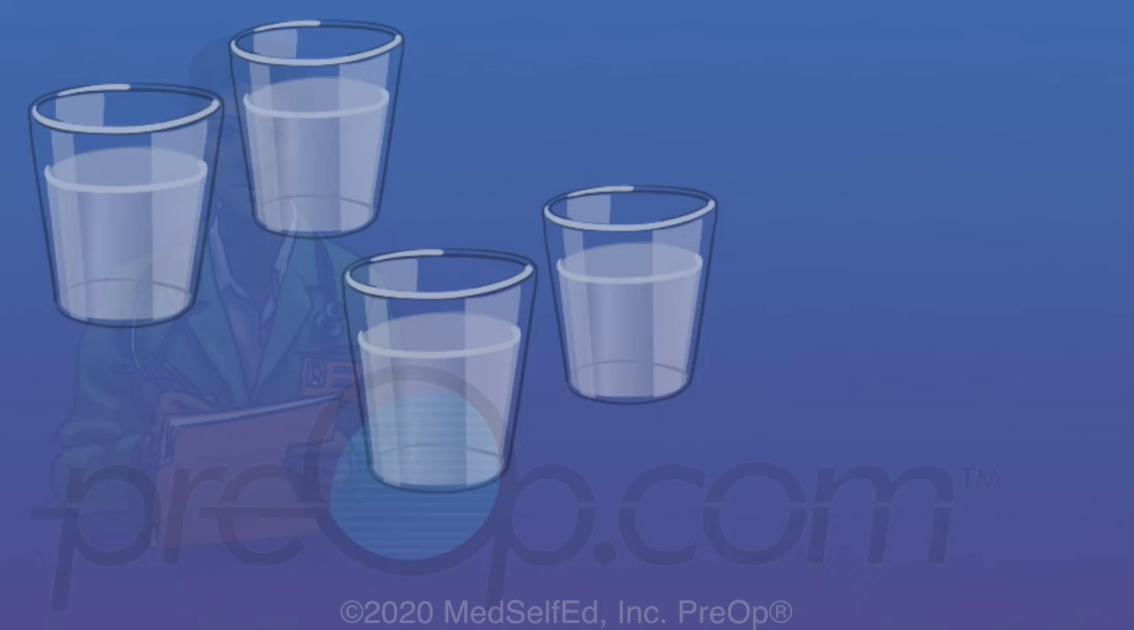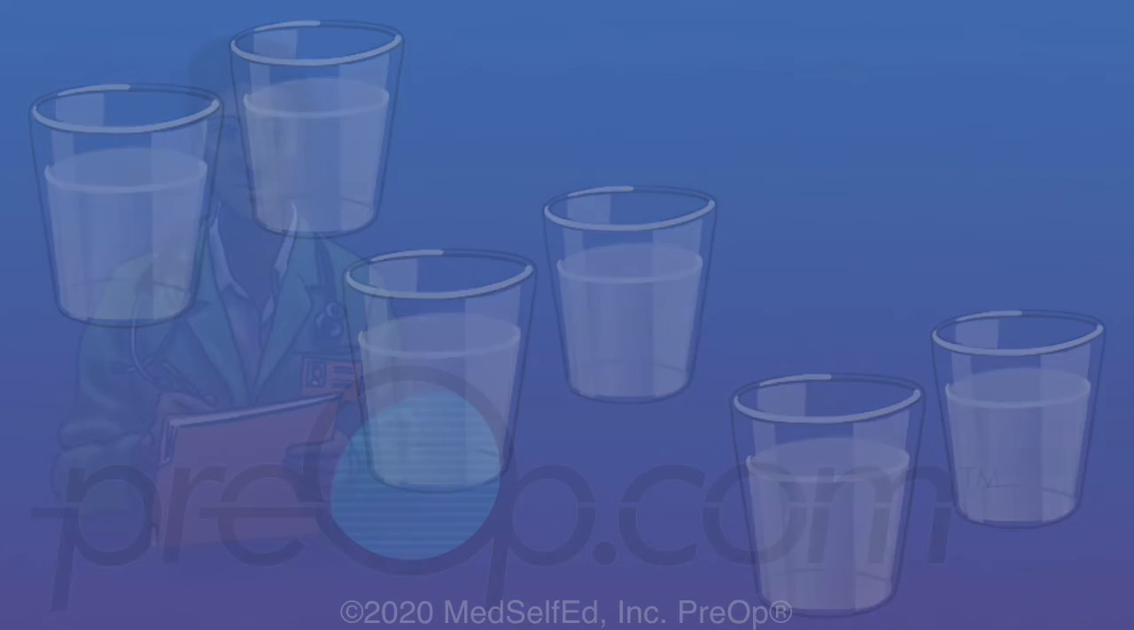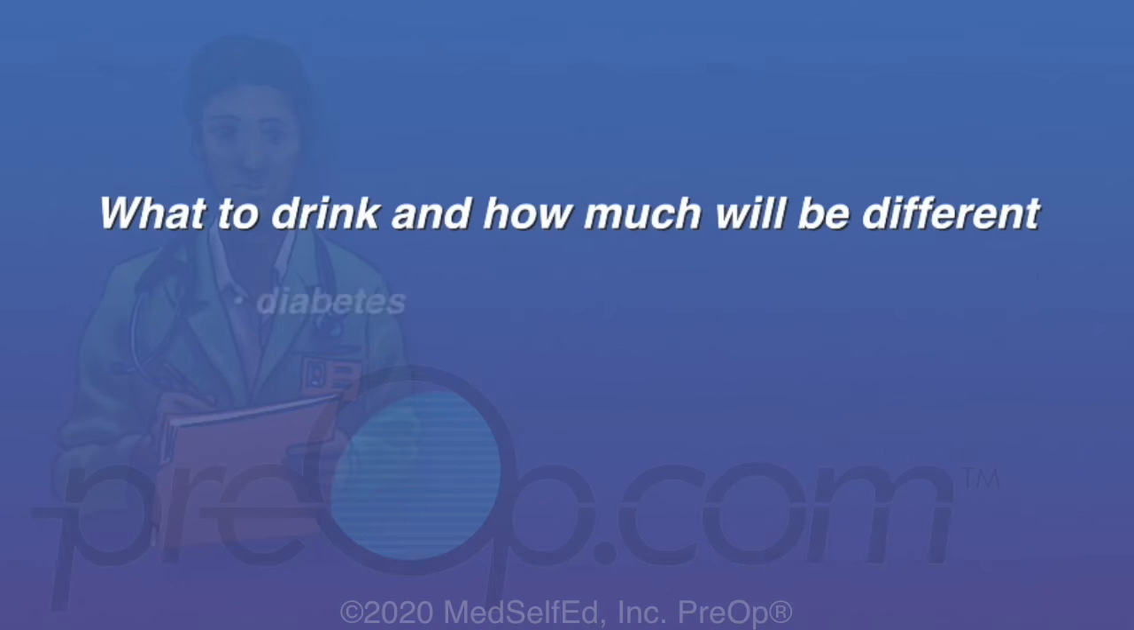You may be asked to drink extra water and/or other liquids to help your kidneys flush the contrast dye from your body. What to drink and how much will be different for you if you have diabetes, a history of heart failure, or kidney disease.